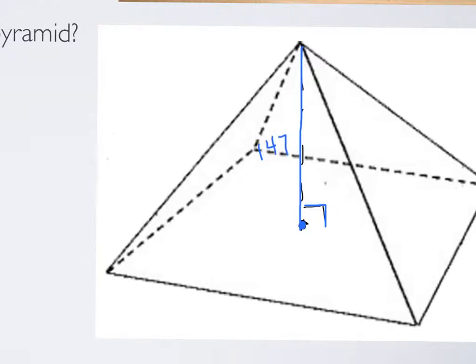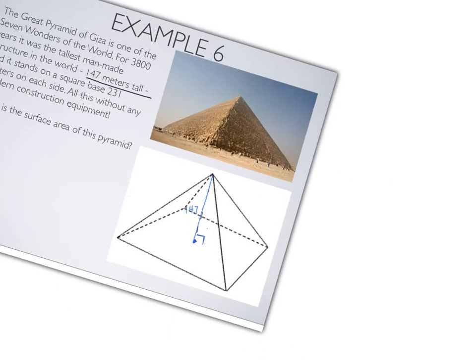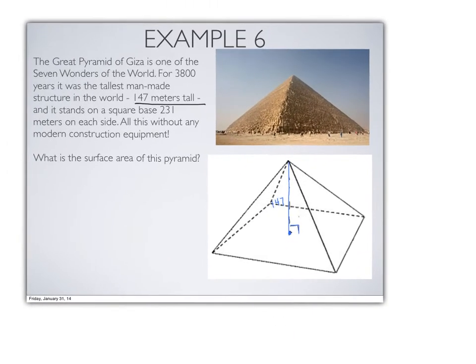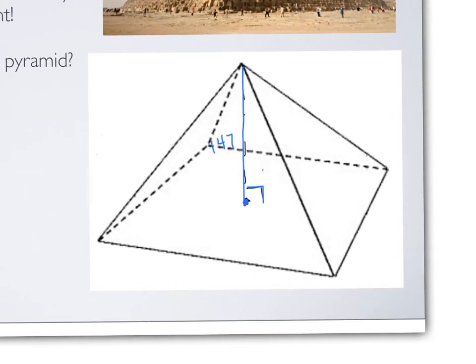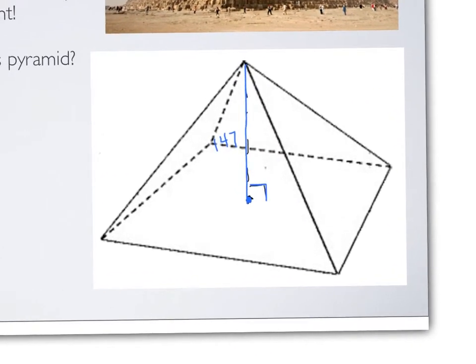It also told us back in the problem that it stands on a square base that's 231 meters on each side. So let's make it big again, and I'm going to mark in 231 meters on all sides. This is a square pyramid, which means these are all 231. Marking two is good enough, but really they all would be 231.